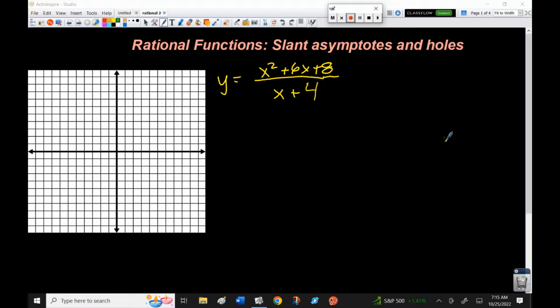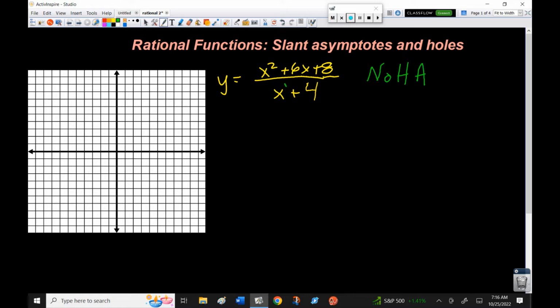Well, actually, first, what we need to look at is the exponent in the numerator and the exponent in the denominator. The exponent in the numerator is x squared, or 2, right? The exponent in the denominator is a 1. So the exponent is bigger in the numerator. This would indicate automatically that there is no horizontal asymptote. Since there's no horizontal asymptote, it means one of two things. There has to be a slant asymptote, or there has to be a hole somewhere.